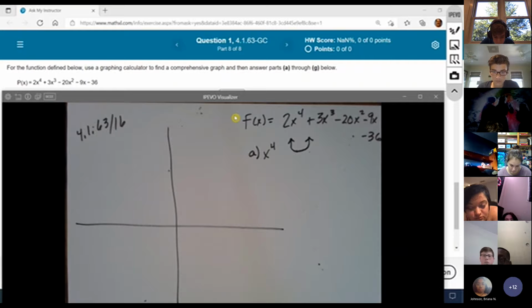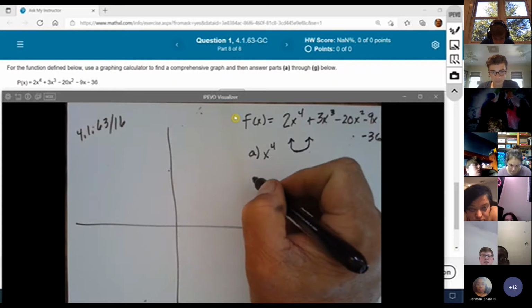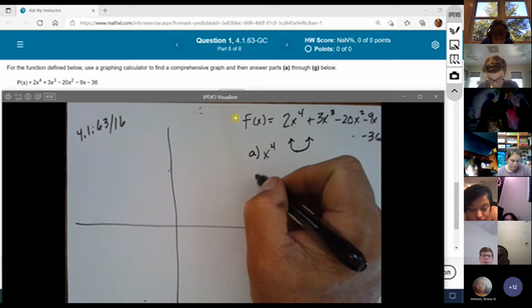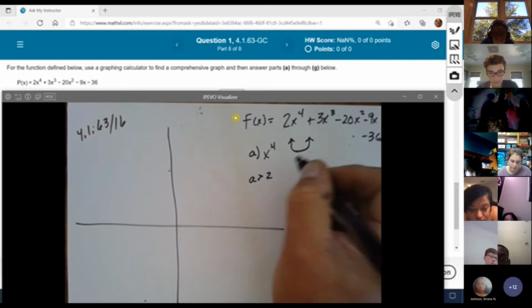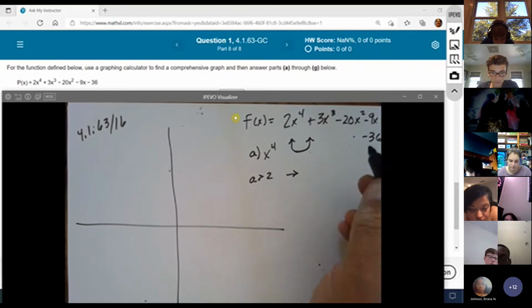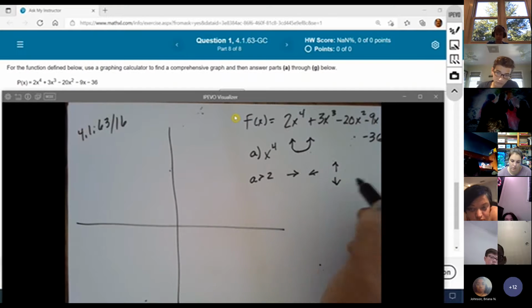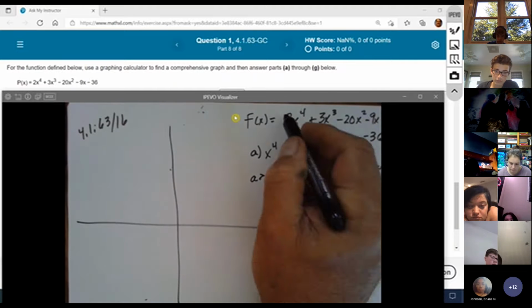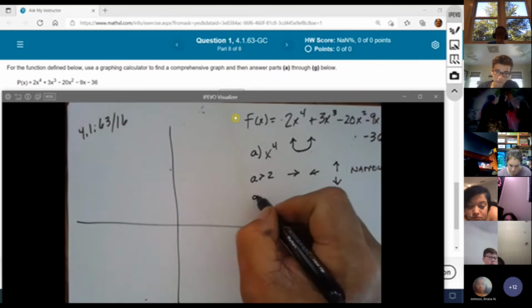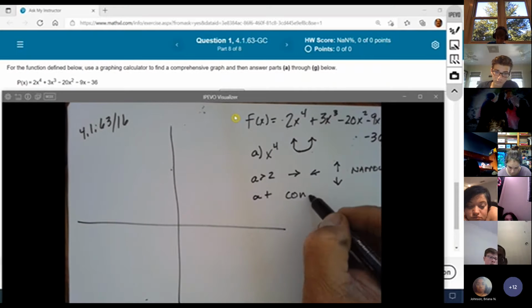What else? It's skinny. Is this skinny? Maybe. The a is greater than 2, so it's going to be compressed along the x-axis and stretched along the y-axis. So it's going to be narrow. And we know a is positive, so therefore it's going to be concave up.